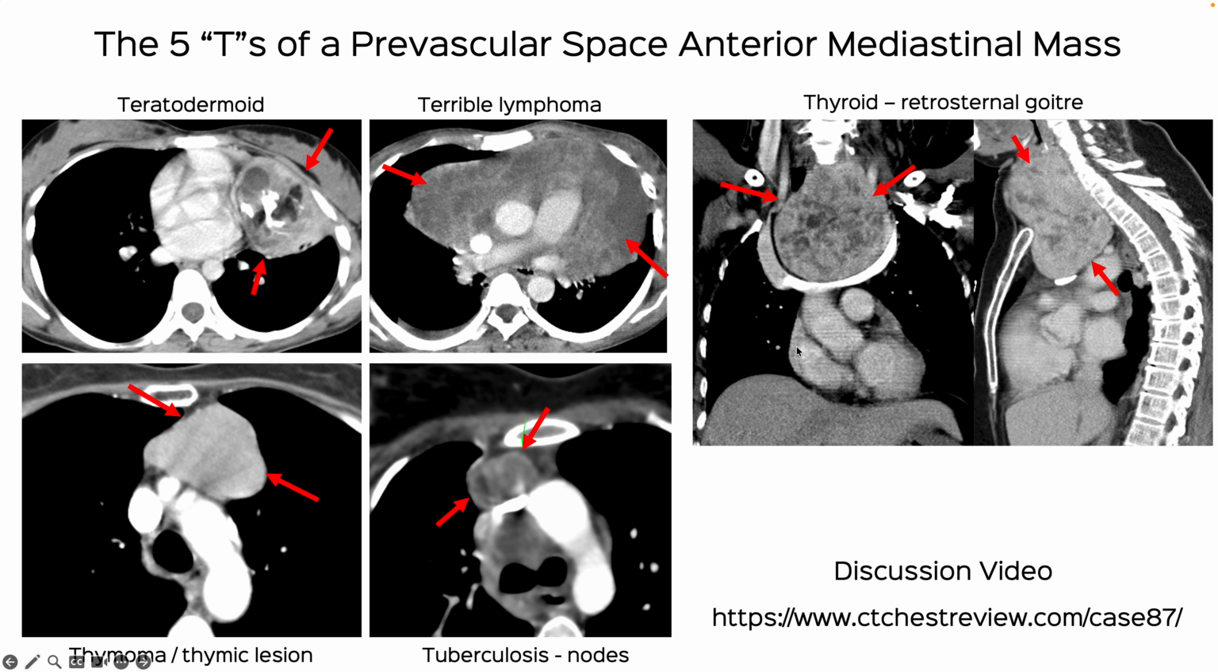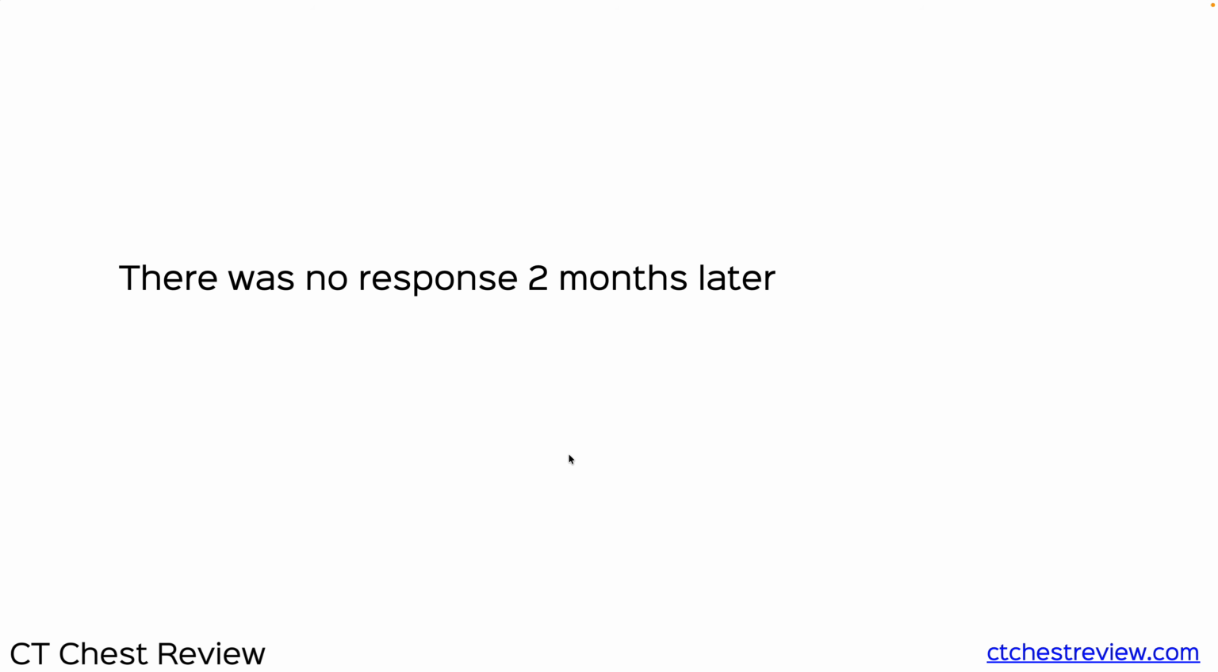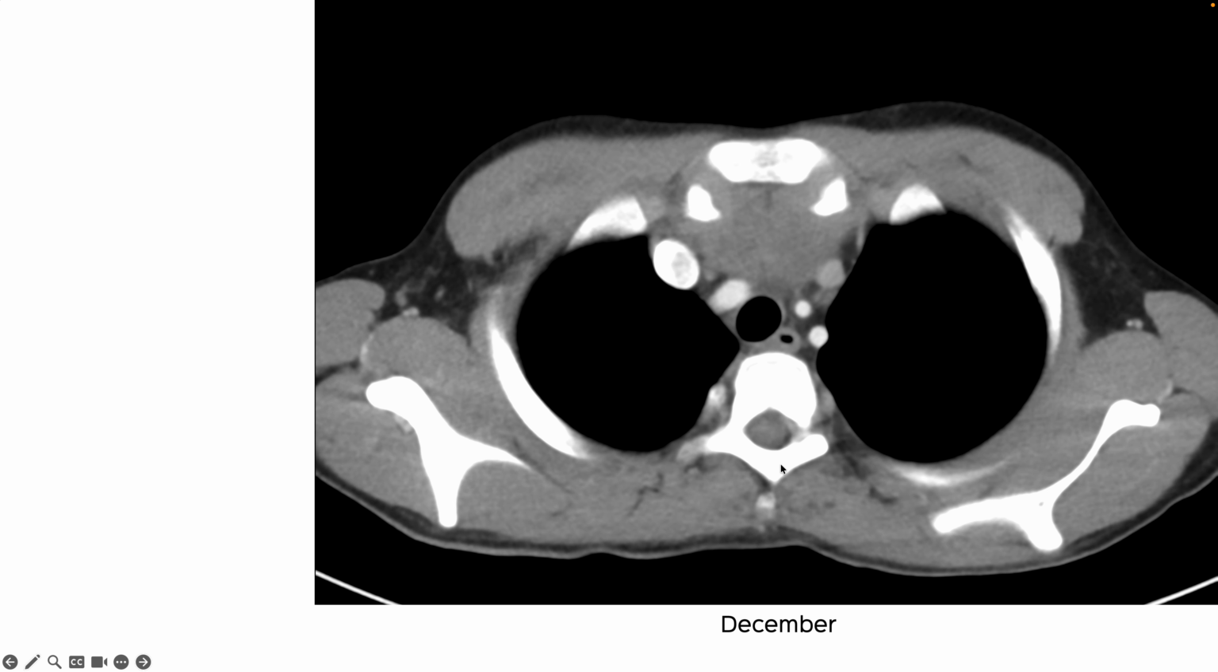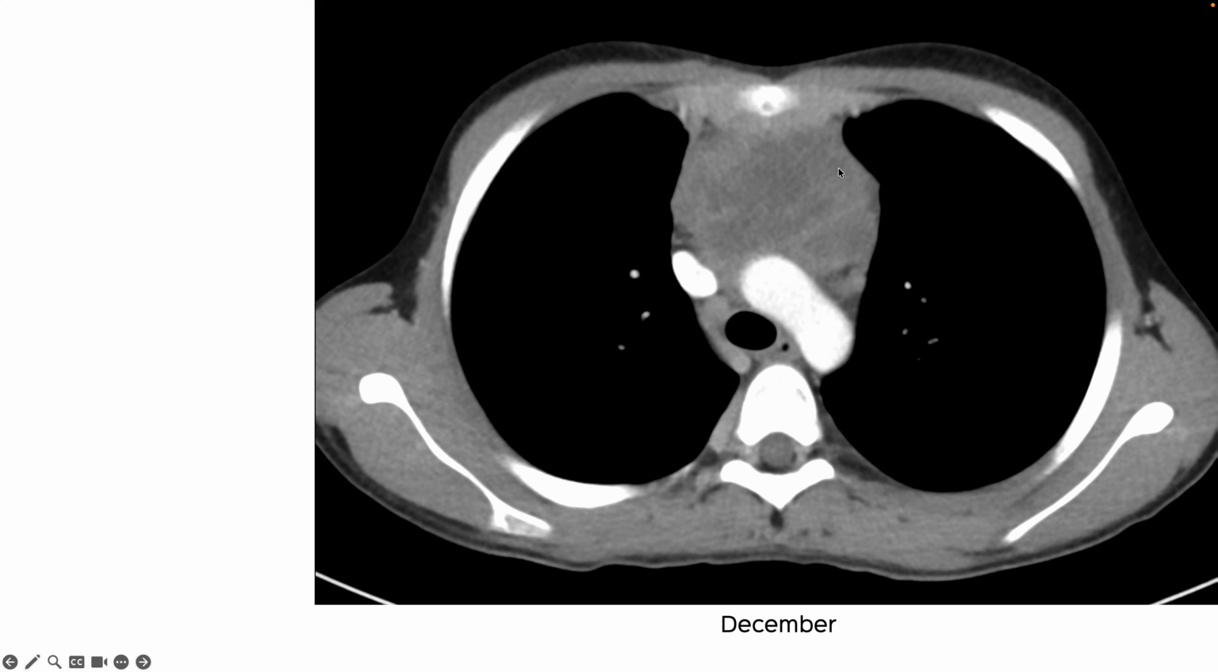And if you look at prevascular space masses, they are typically one of the 5 T's: teratodermoid, terrible lymphoma, thyroid, thymic lesion, tuberculosis. What do you think our patient had? Now, because of the necrosis, it was called TB, put on anti-TB treatment, no response, and the patient came back about 3 months later, and we find that the lesion has become more necrotic and increased in size. What would you do next?